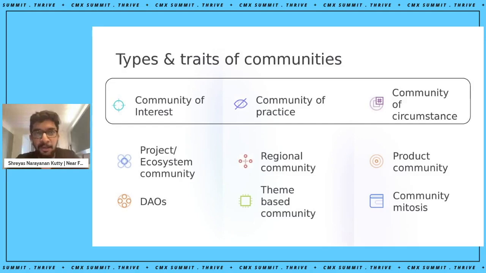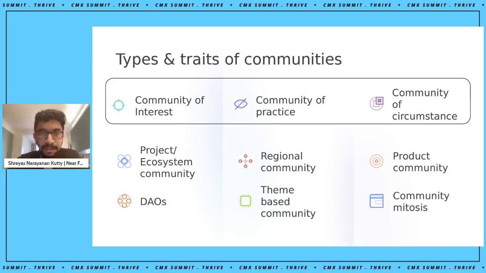So here are different classifications, or different traits, I would say, of communities that we've seen. Project and ecosystem communities. So Near, for instance, is building an ecosystem. We're trying to be the base layer on which people can build cool things, right? The people who are building cool things on top of us will have their own communities around their own products and projects. And then you have regional communities. We have communities in Lisbon, in India, in China, in Vietnam, all around the world, which is fairly common in the Web2 space as well.